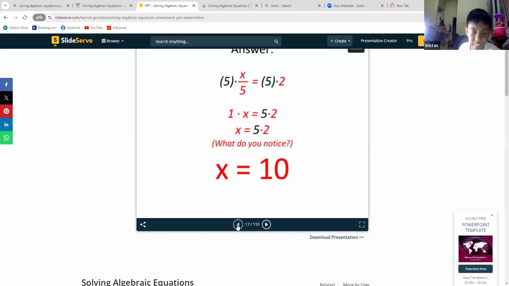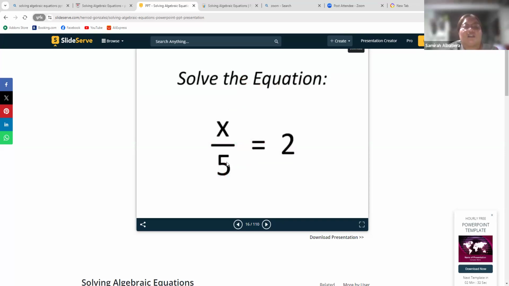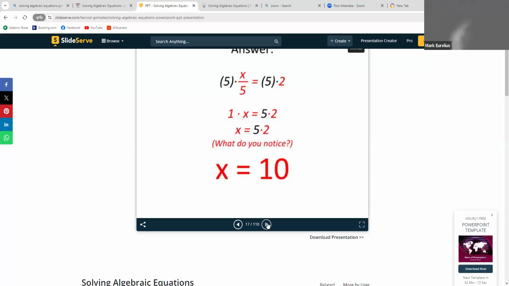Okay, look at this. Make sure that we are going to multiply it by 5. And then since we multiply 5 to the numerator, make sure that we are also going to multiply the other side with 5. So eliminating the 5, what will remain is X. So the answer is 10.